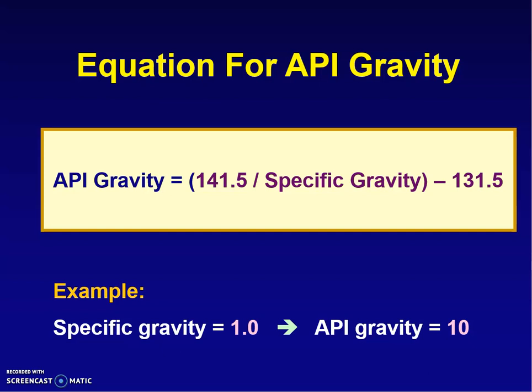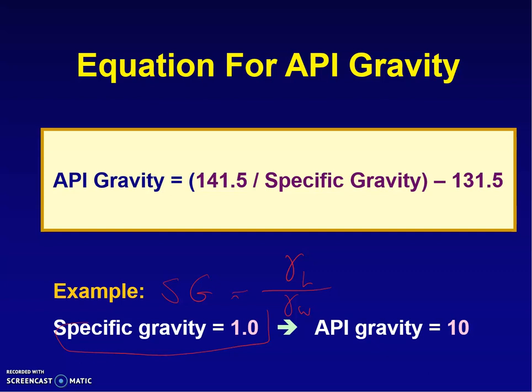So for example, for water, if you want to calculate the API gravity, you just put 1 there because the specific gravity of water is 1. Gamma liquid over gamma water is called specific gravity. So for water the ratio is 1. Put it there, you get 10.